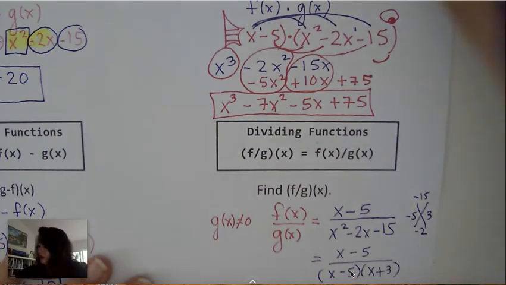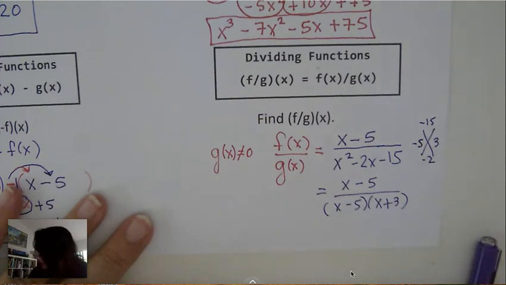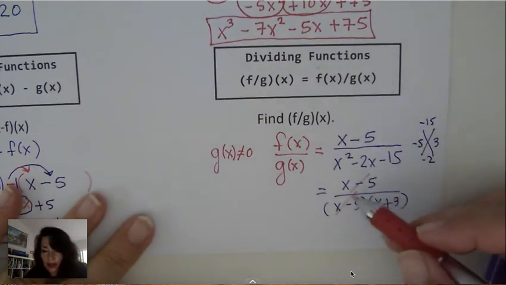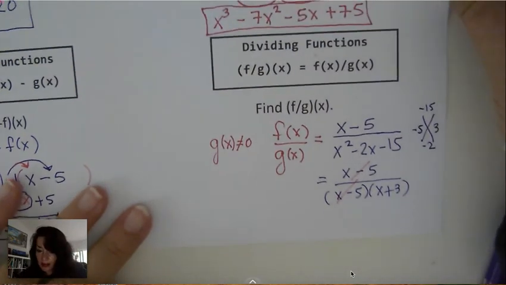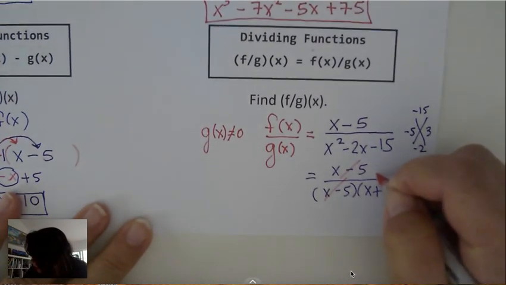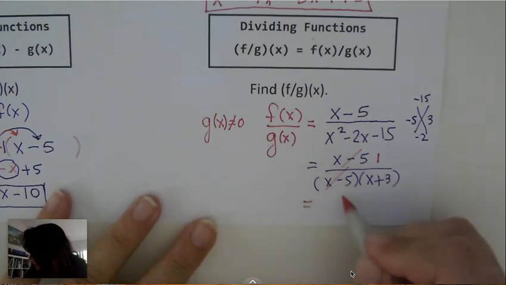And then what are our common factors? Well, x minus 5 can cancel. Now be careful. What am I left with in the numerator? Because you don't see anything, it doesn't mean it's 0. So if you said you are left with 1, you are correct. So our final answer is 1 over x plus 3.